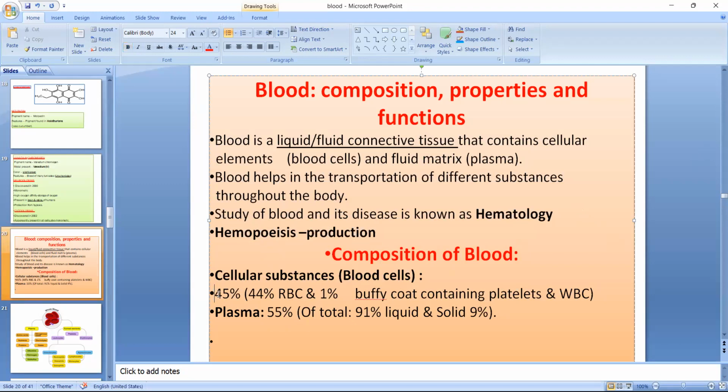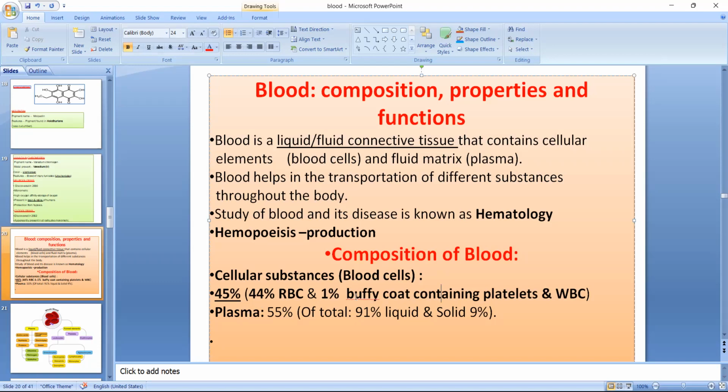So remember this, 45% of blood is occupied by cellular components or blood cells. Blood cells occupy about 45%. Remember this. Right. So out of which 44% are RBCs, 1% Buffy coat, the remaining part is platelets and WBC. That means that much number of RBCs are present.